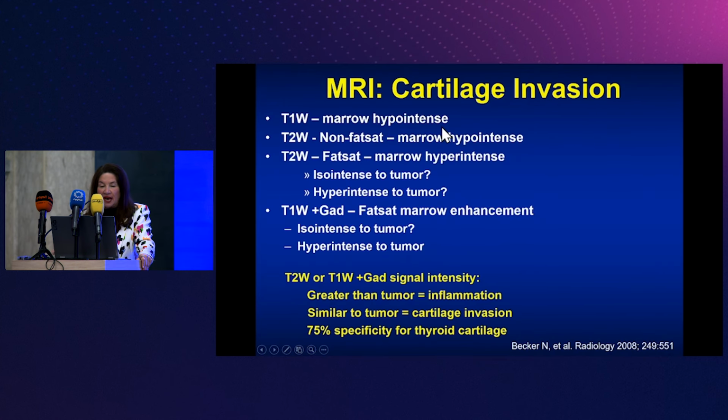So when you have cartilage invasion on MRI, T1 weighted, the marrow should be hypointense if you have invasion. On not fat sat, the marrow is hypointense relative to normal fat. And on fat suppressed imaging, the marrow is hyperintense. These are the findings of cartilage invasion. Minerva Becker, I have a lot of respect for, did a study and said, well, if the enhancement of the cartilage is brighter than the tumor, then maybe you've got inflammation. This is 75% specific. It's really not different than just using these three findings here. So you're looking for hypointense marrow on T1, and if you're looking at a non-fat-sat T2, you're looking for hyperintense marrow following contrast and fat suppression.